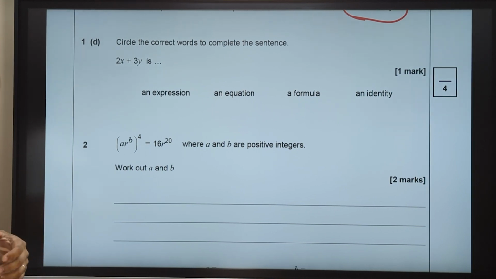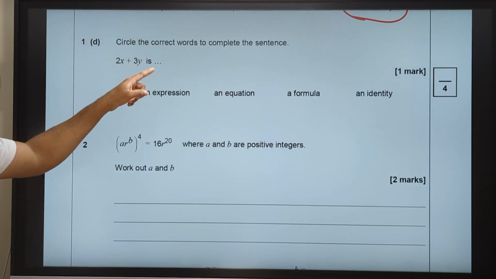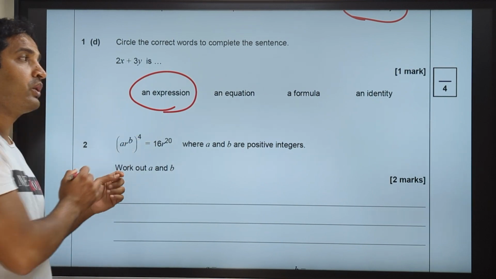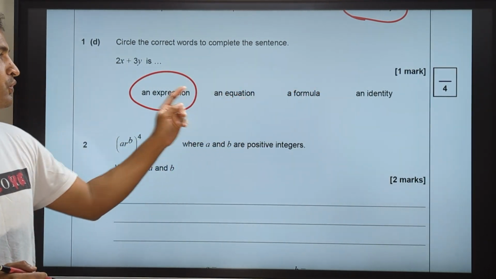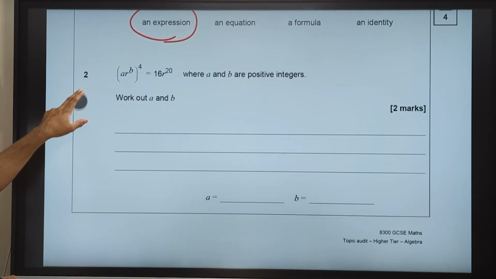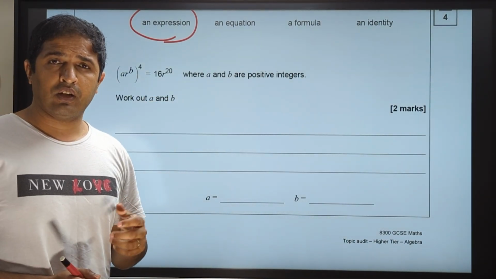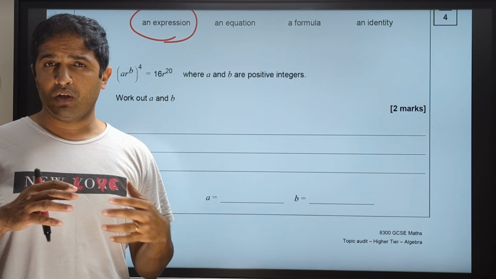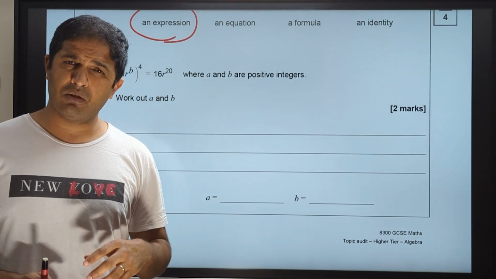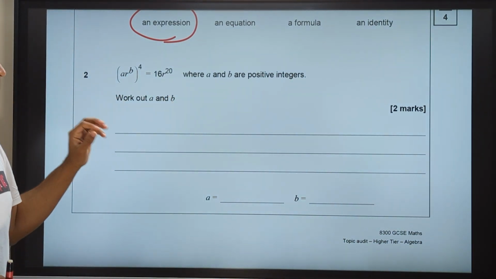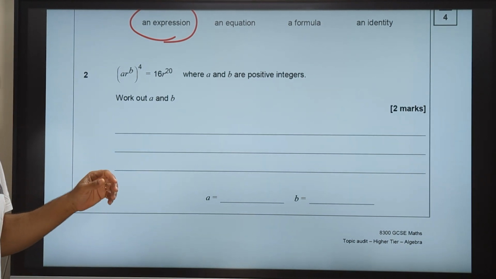Circle the correct words to complete the sentence again. 2x plus y is an expression. There's no equal sign, so it can't be any one of those 3. It has to be expression. So that's the basic algebra there, what we just looked at. All you need to do is define what each one of those things are. You can look at one of my shorts on there. I have tried to explain in those 30 seconds what each one of those things is.